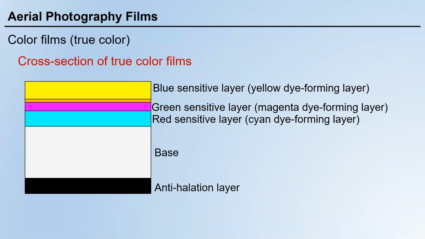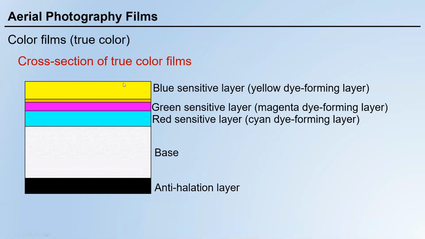Here, let's talk about the structure or cross-section of true color films and infrared color films. For a true color film, the top layer is the blue sensitive layer, the yellow dye forming layer. It will record the information of blue light, the reflectance of blue light from different objects within the area you are interested in.